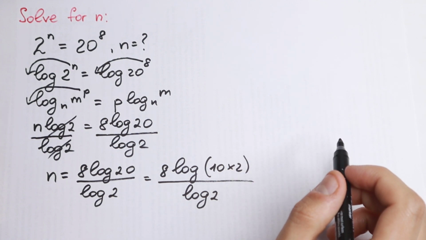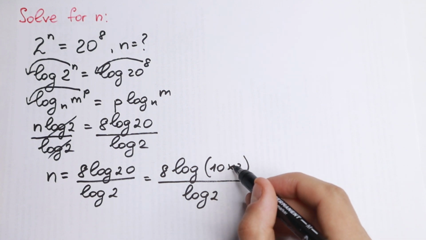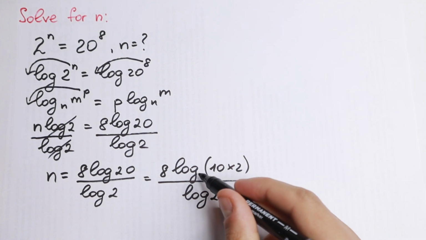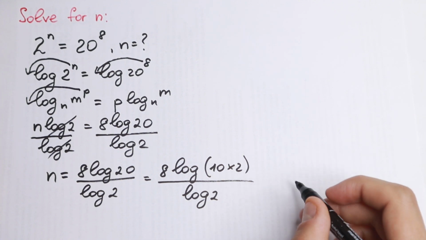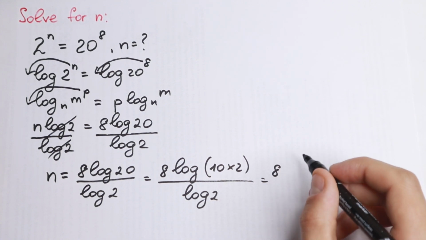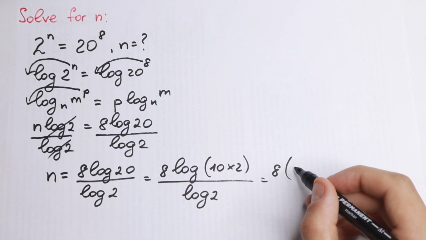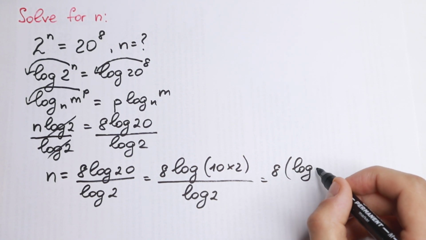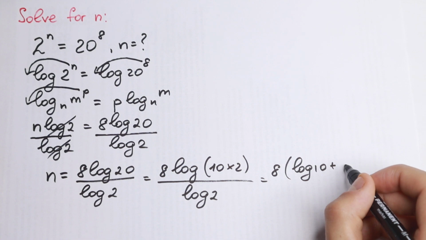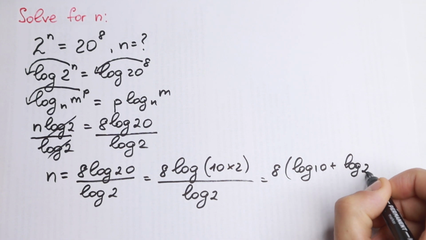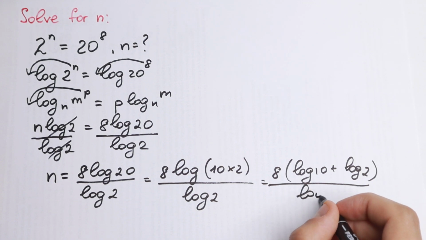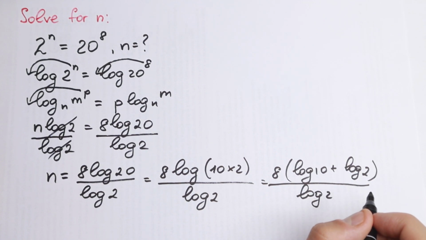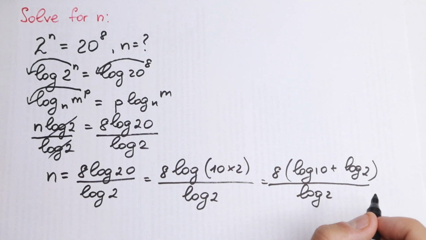Because we need to know a log property. If we have a log of a product, we can write it as the sum of two logs. Take a look. We will have 8, and right here we can write in parentheses the sum of two logarithms: first log 10 plus log 2, over log 2. Okay, what are we going to do next?